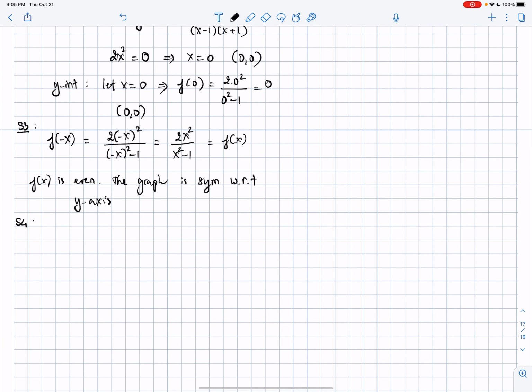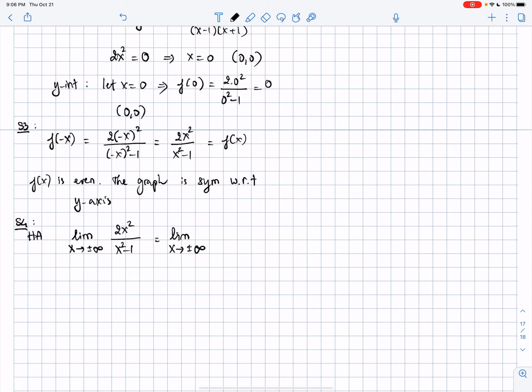Step number 4, the next step, we find the asymptotes. First of all, let's talk about the horizontal asymptote. We take the limit of the function 2x squared over x squared minus 1 as x approaches positive infinity or negative infinity. I see that they're the same if I input positive or negative infinity because I see the square for x, right?